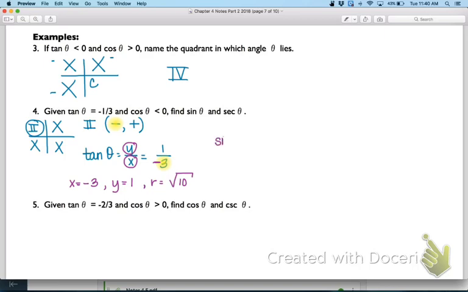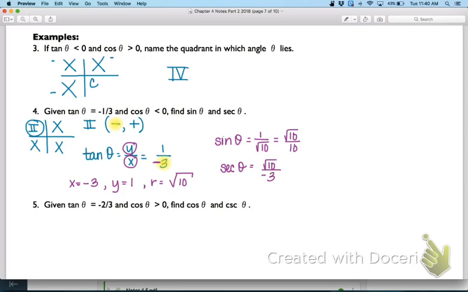Now that we have that, we can figure out the values that we need. So sine of theta is y over r. So that'll be 1 over the square root of 10, which rationalizes to the square root of 10 over 10. Secant of theta is the reciprocal of cosine. Cosine is x over r. So for secant, we want r over x. And so we get negative square root of 10 over 3 as your final answer there.